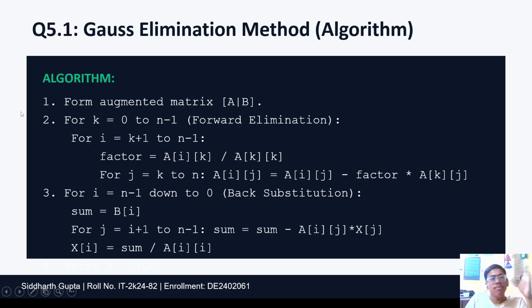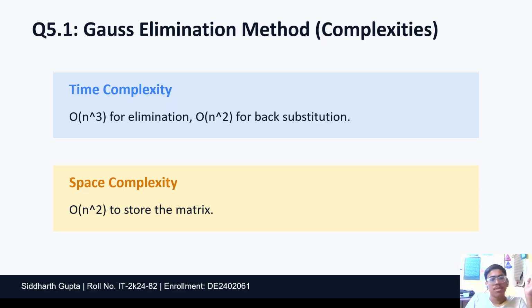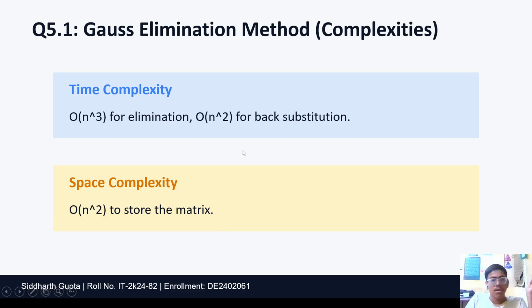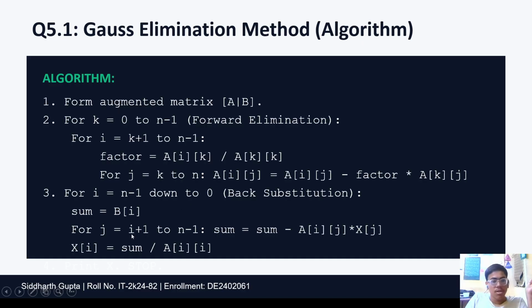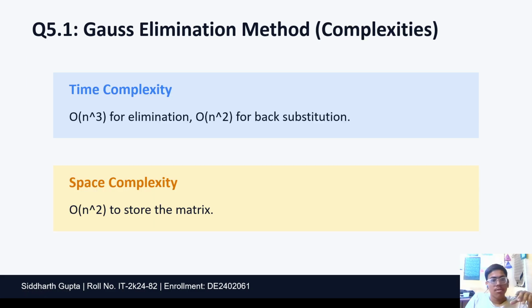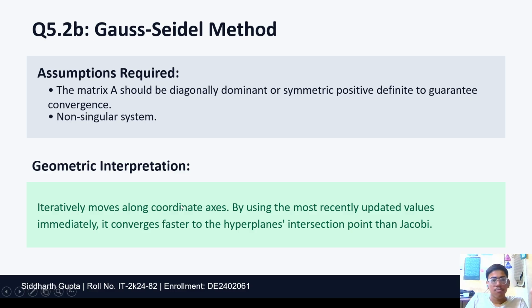Like this we have found the algorithm. That is, first we will do forward elimination, then we will do back substitution. So this is a simple algorithm for the Gaussian elimination method. Time complexity, you can already see, for elimination it is big O of n cube, and for back substitution it is big O of n square. Space complexity is big O of n square.